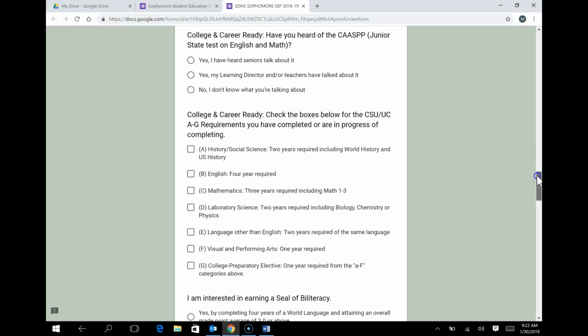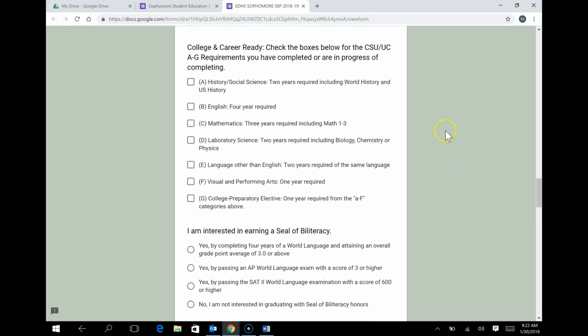College and career ready. Next question. Check the boxes below for the CSU, UC, A through G requirements you've completed or are in progress of completing. So I want you guys to become very familiar with what the requirements are for A through G. Remember, each letter is representing a subject area.